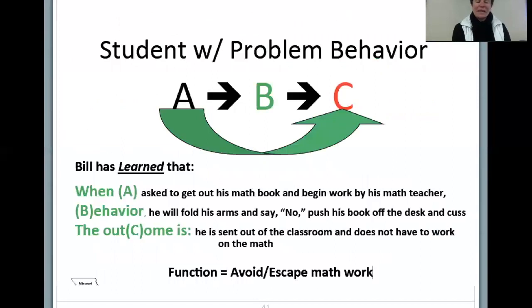Here is another example of the ABC relationship. Bill has learned that when he is asked by his teacher to get out his math book and begin working, he folds his arms, says no, pushes his book off the desk and swears. He is then sent out of the classroom and does not have to do math. In essence, Bill has learned that he can engage in challenging behavior to escape doing math.